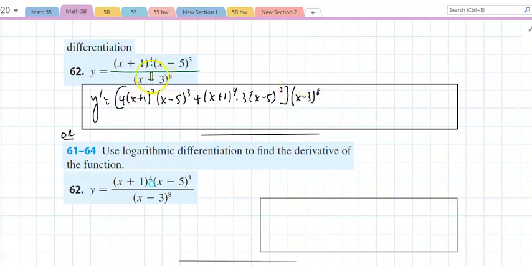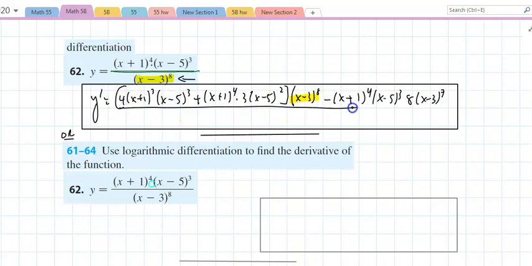So, derivative of the top times the bottom minus the top times derivative of the denominator, which is 8 times (x minus 3) to the 7, all over the bottom squared. A lot of fun if you ask me.